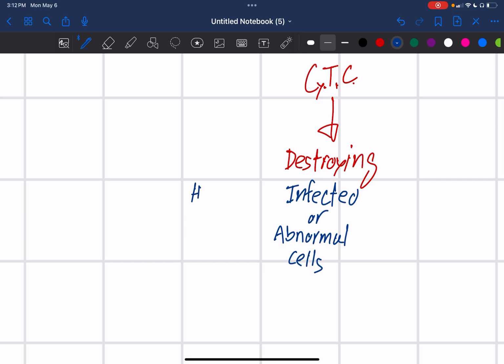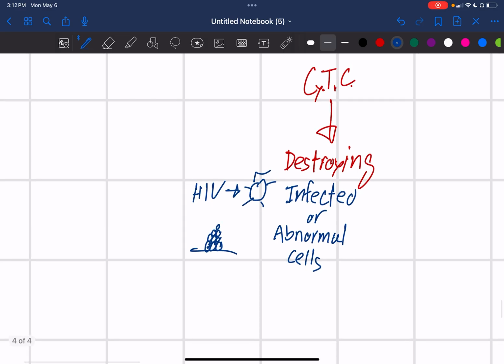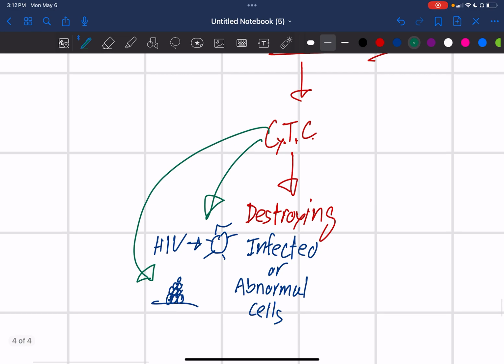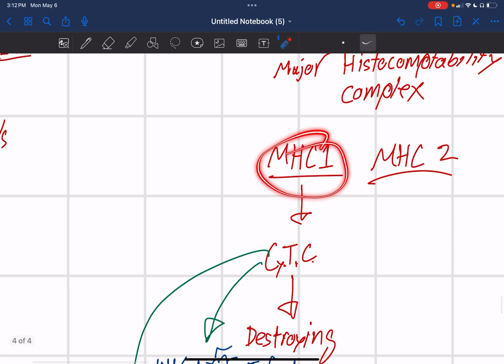So an example of this can be something like HIV, right? HIV infects the cells, it leads them to become bad, and it then kills them, right? Or you have something like an abnormal cell, such as a cancer, a mutated cell that has no limit for replication, and it kills it, right? So the cytotoxic lymphocyte can kill either one of these two cells that are infected or abnormal. And this is going to be through the use of MHC class 1. So that's that.